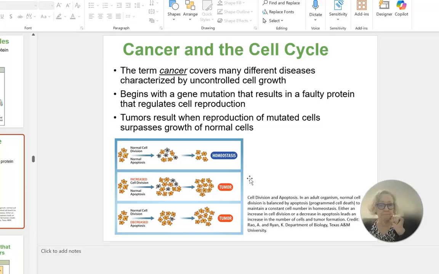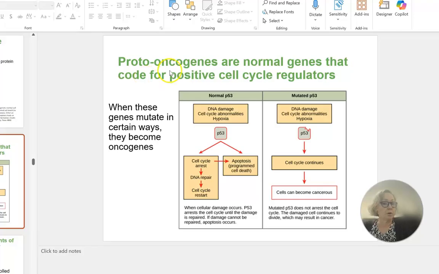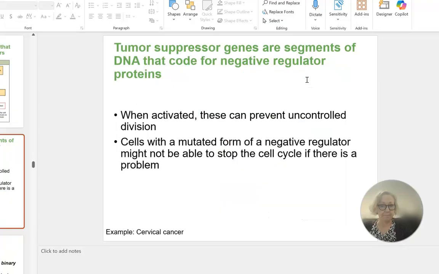A word about cancer. So cancer covers many different diseases. Begins with a mutation that results in a faulty protein that should regulate cell reproduction, but it doesn't. So now you have tumors which result from mutated cells that are growing without this regulation. Okay, so you should have normal homeostasis, and instead you have this massive growth that's unstoppable. Proto-oncogenes are normal genes that code for positive cell cycle regulators. When you don't have that, cells can become cancerous.